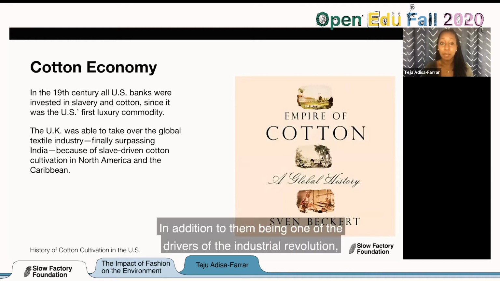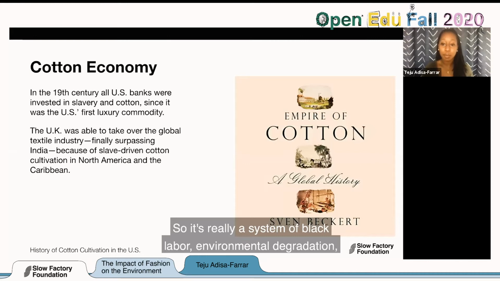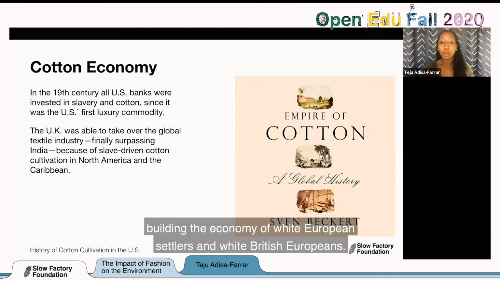In addition to them being one of the drivers of the Industrial Revolution, they were able to get cotton in mass for a cheaper price and process it in their factories. Many of these factories were worked by Caribbean people who were brought over in the 19th and 20th centuries to work in these factories. So it's really a system of Black labor and environmental degradation, building the economy of white European settlers and white British Europeans.